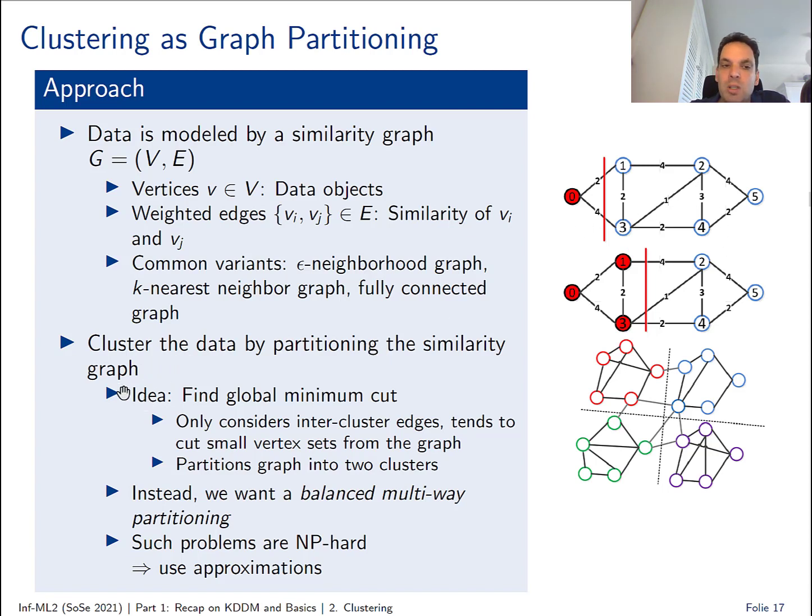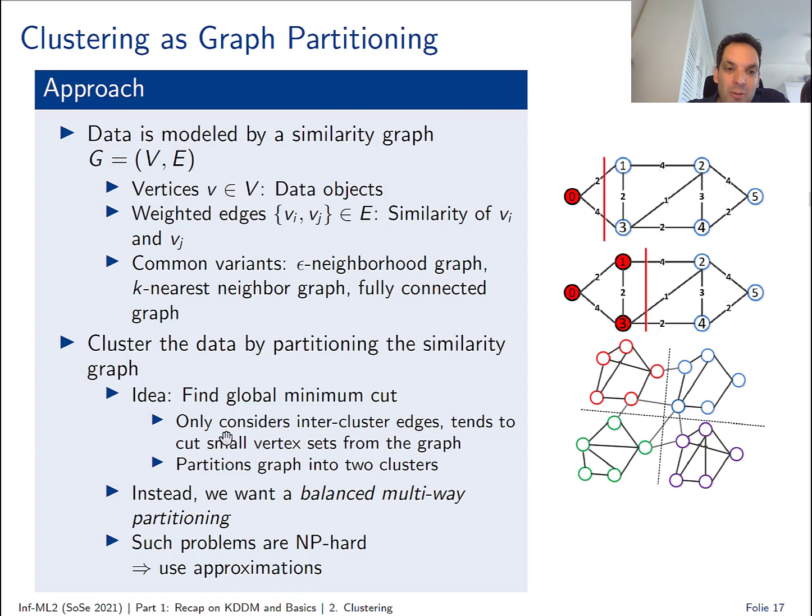And of course, we can partition or cut the graph in many different ways. Probably the most intuitive one is to find a global minimum cut. Minimum cut means that if we cut the whole thing, then we get two connected components that are not linked with each other. And a global minimum cut means that the sum of the edge weights is minimized.